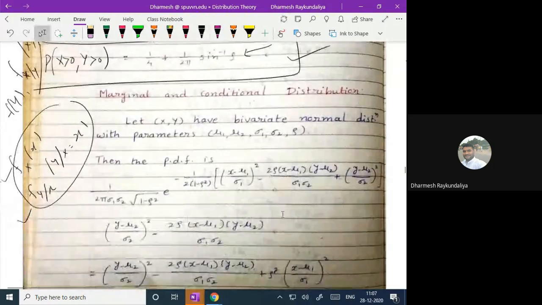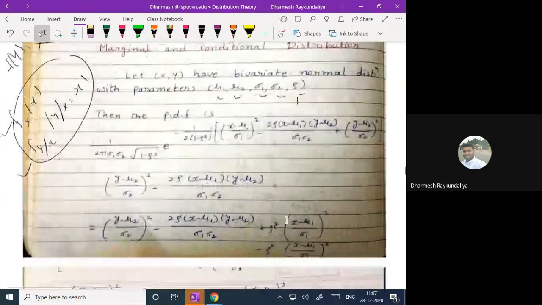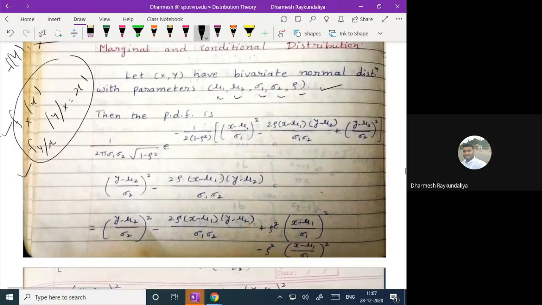So let us understand the marginal and conditional distribution. Let x and y both have the bivariate normal distribution with parameters mu1, mu2, sigma 1, sigma 2, and rho. You can write sigma 1 square and sigma 2 square, or sigma 1, sigma 2, but let us continue with this. Then the PDF: we know the bivariate normal PDF is 1 upon 2 pi sigma 1 sigma 2 square root of 1 minus rho square, e raised to minus 1 divided by 2 into 1 minus rho square, in brackets (x minus mu1 upon sigma 1) whole square minus 2 rho (x minus mu1)(y minus mu2) upon sigma 1 sigma 2 plus (y minus mu2 upon sigma 2) whole square.